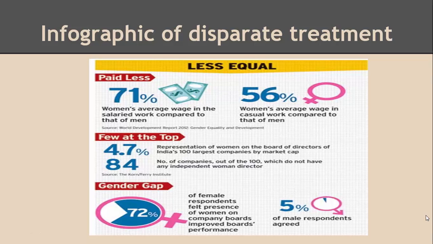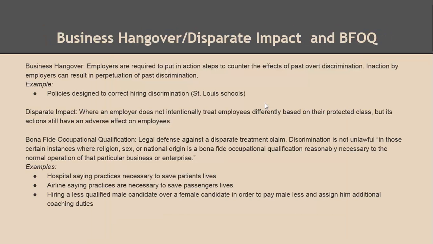So this is an infographic of disparate treatment, and what it shows is just blatantly what we think about as discrimination. In India, depending on the type of work that a woman does, she makes 71% or 56% of what a man does, depending on whether it's manual labor or salaried labor. Salaried women employees in India make 71% of what a man does who performs the same job. And women who do casual work in India make 56% of men who work in the exact same field and in the exact same occupation.